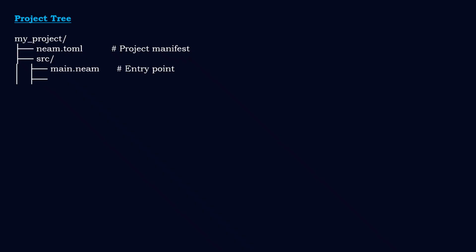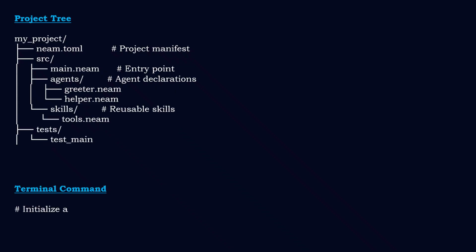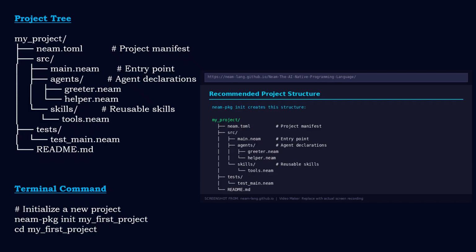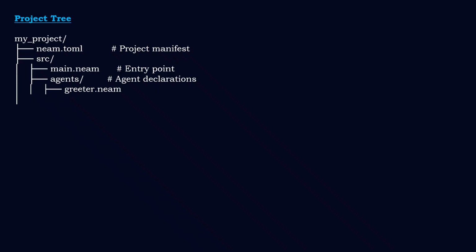One last thing. Neam projects have a clean structure. Your entry point goes in src/main.neam. Agent declarations go in src/agents. Reusable skills go in src/skills. The project manifest is neam.toml. You can scaffold this automatically with neam pkg init. We'll explore this structure more in the modules chapter. For now, just know where things go.